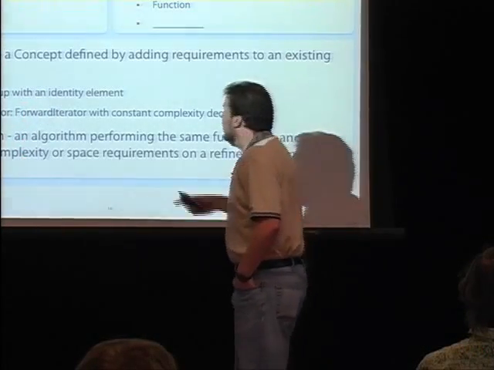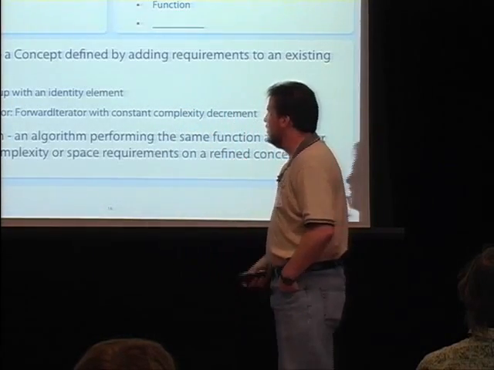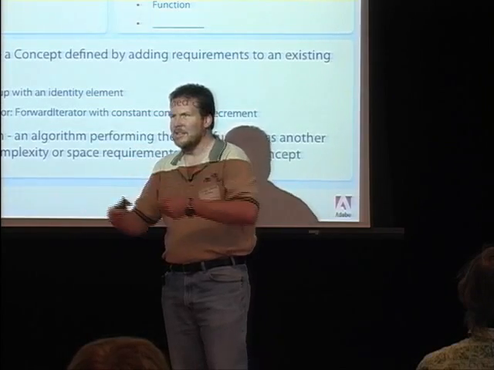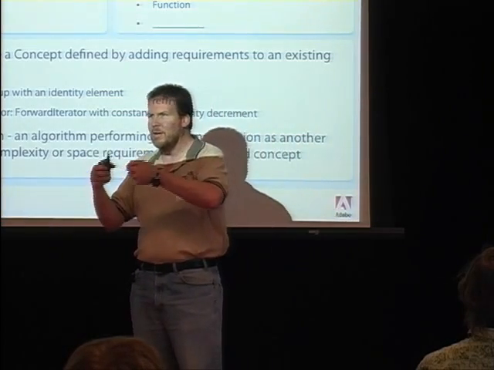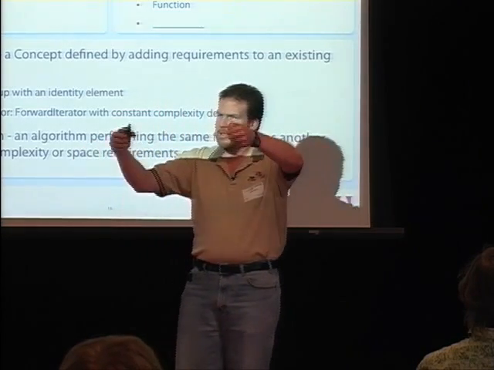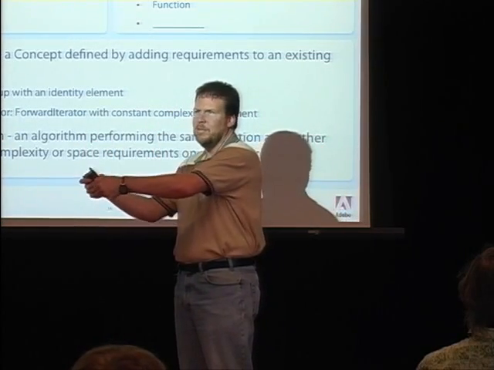Now, we can refine a concept just as mathematicians can refine an algebraic structure. So a mathematician would say that a monoid is a semigroup with an identity element, if you ever took any abstract algebra. That's roughly equivalent to saying a bidirectional iterator is a forward iterator with constant complexity decrement. So you can take a concept and add additional axioms, semantic requirements, in order to refine it. And that will give you something which is, in some sense, more powerful in that you should have more algorithms that you can execute more quickly on it, but you'll have fewer models, fewer types that you can actually use with this thing.